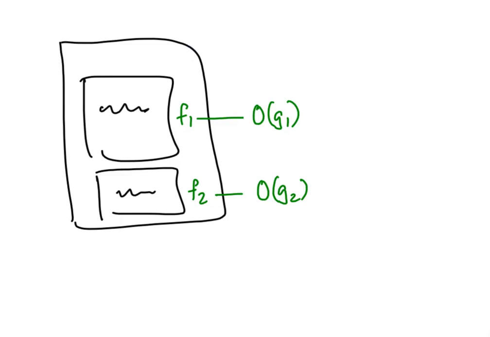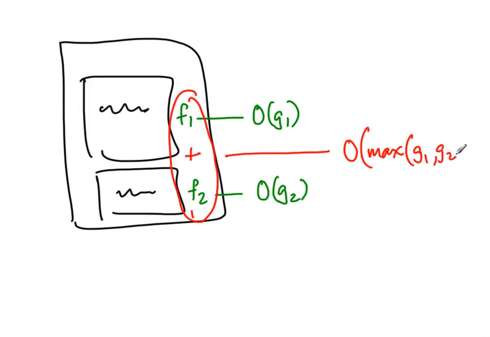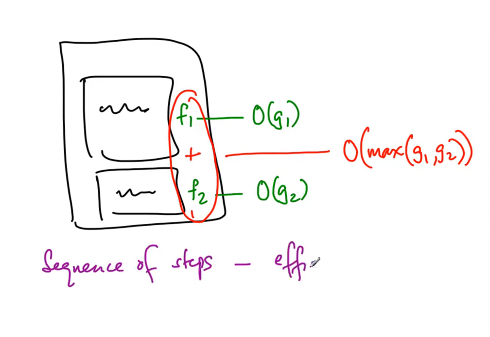So now, within the function, if I look at the behavior, the total time it takes is f1 plus f2, and I want an estimate for f1 plus f2. What this theorem tells us is that this is going to be max of g1 and g2. So in other words, if I have a sequence of steps, then the efficiency is upper bounded by the slowest step.